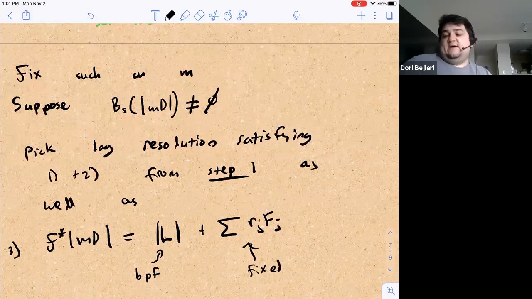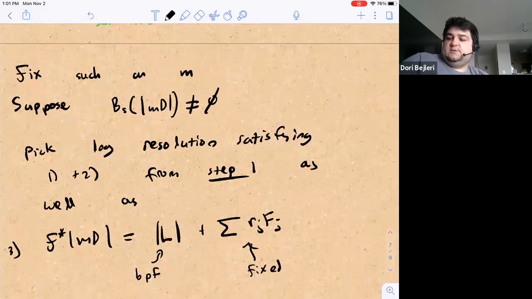Okay, now we can do this because we have sections. So we have a linear series.